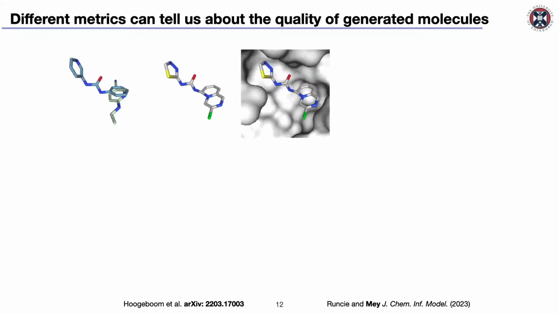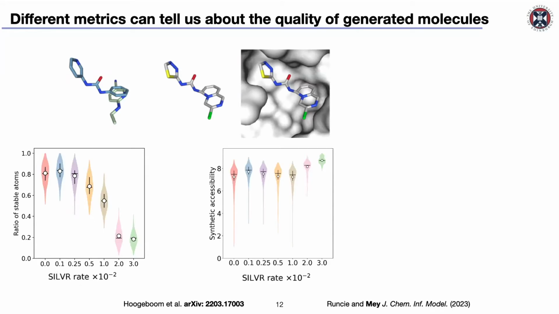Well, we probably want some kind of metric to be able to assess how good these molecules are. First, we want to assess how good they are in terms of, can we make them in the lab? Are they synthesizable? How stable are they in terms of what is suggested? These are measures you can get out of a Python tool called rdkit. You can look at ratios of stable atoms and synthetic accessibility. So you want a high ratio of stable atoms.